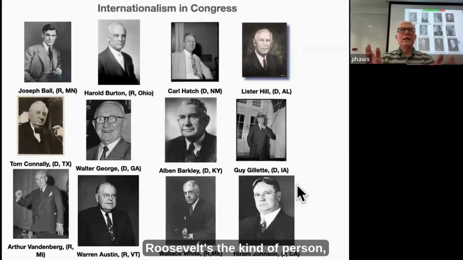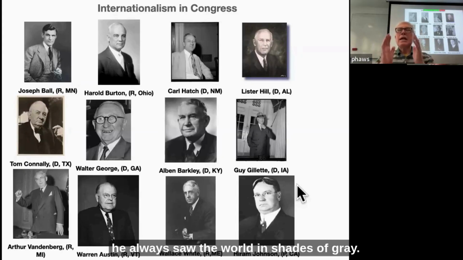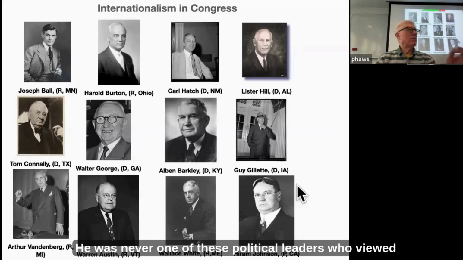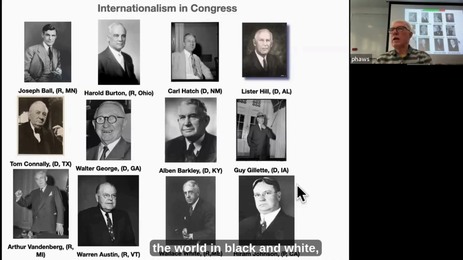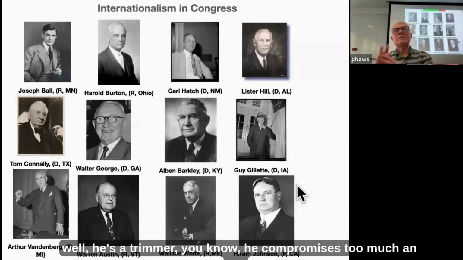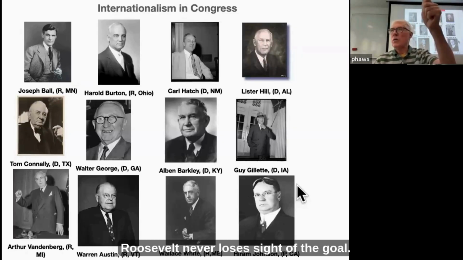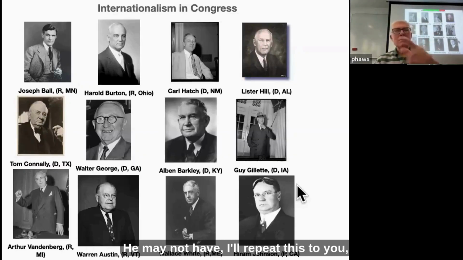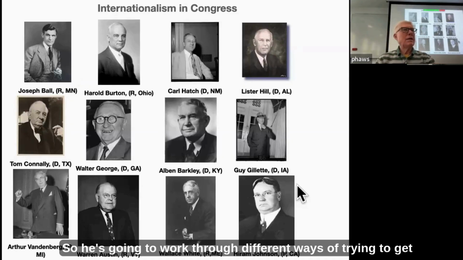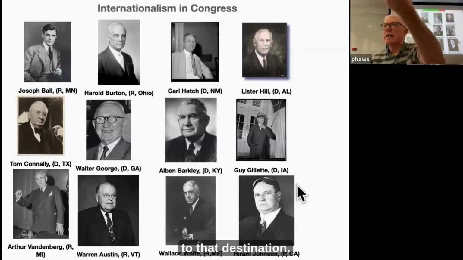Now, keep in mind, Roosevelt was the kind of person who always saw the world in shades of gray. He's willing to accept compromises and so on. He was never one of these political leaders who viewed the world in black and white, like his successor, Harry Truman did. And that's a burden. But Roosevelt, and everyone says, well, he's a trimmer, he compromises too much and so on. But keep in mind, Roosevelt never loses sight of the goal. He knows what the destination is, but he doesn't have a roadmap worked out yet. So he's going to work through different ways of trying to get to that destination.